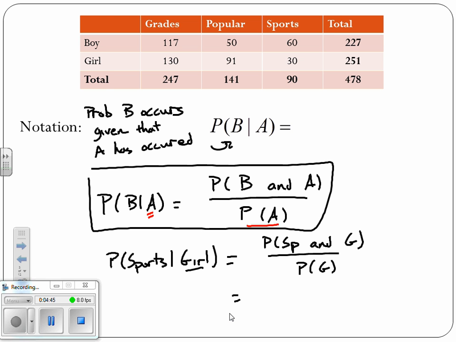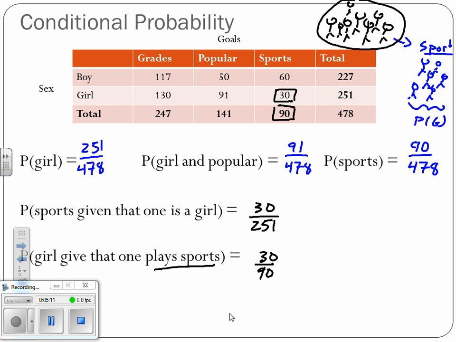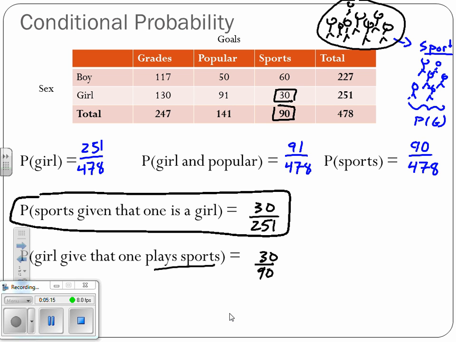The probability of a sport and a girl would be 30 out of 478. And the probability that we just get a girl would be 251 out of the 478. And this would simplify to 30 out of 251. And I think we just saw that on the previous page as well. Yep. Probability of sports, given that they are a girl, 30 out of 251.